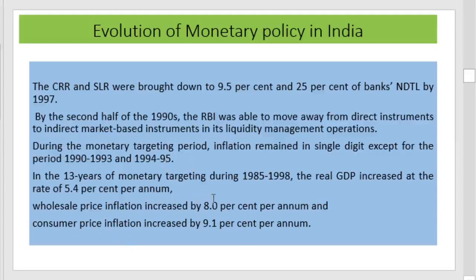In the 13 years of the monetary targeting period, 85 to 98, real GDP increased at a rate of 5.4% per annum. The wholesale price inflation increased by 8% per annum and the consumer price inflation increased by 9.1% per annum. That is, the focus was on monetary targeting and inflation remained in single digits.